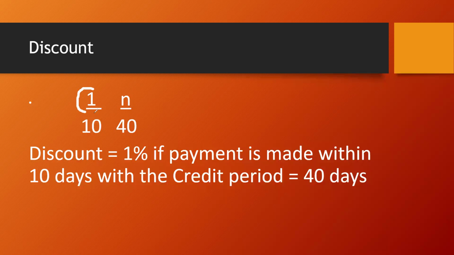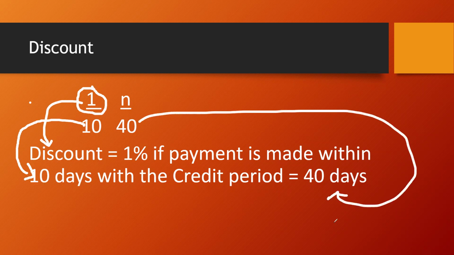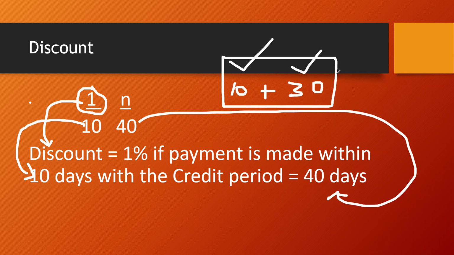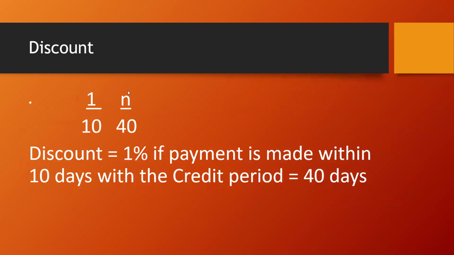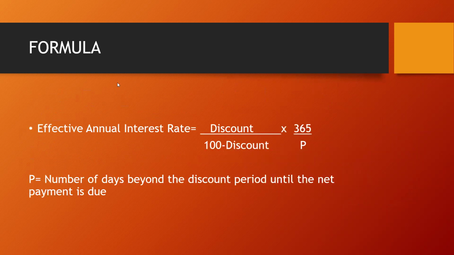How to read this? They gave 1/10, n/40. 1 is nothing but the discount. 10 is nothing but the time period to accept the discount. If you make the payment within 10 days, you can avail the discount of 1%, or else you need to make the payment within 40 days. Practically, you need to divide it as 10 plus 30. 10 is the discount period and 30 is the remaining time. If you add completely, that will become your credit period. So be sure of it. They may ask some tricky questions in any type of question. That's why I'm explaining everything. So this is the formula.